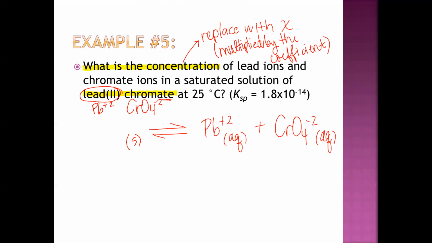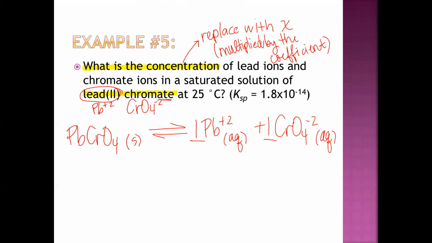Now, this has been a while, but the charges are plus 2 minus 2. Those just cancel each other out, right? So the formula for lead chromate is just going to be PbCrO4 because the positive and the negative are able to cancel each other out already. We don't have to do that whole process thing, which is great. Okay, so now that we have our equation, it's already balanced, right? That's important because our coefficients are 1, which is great.